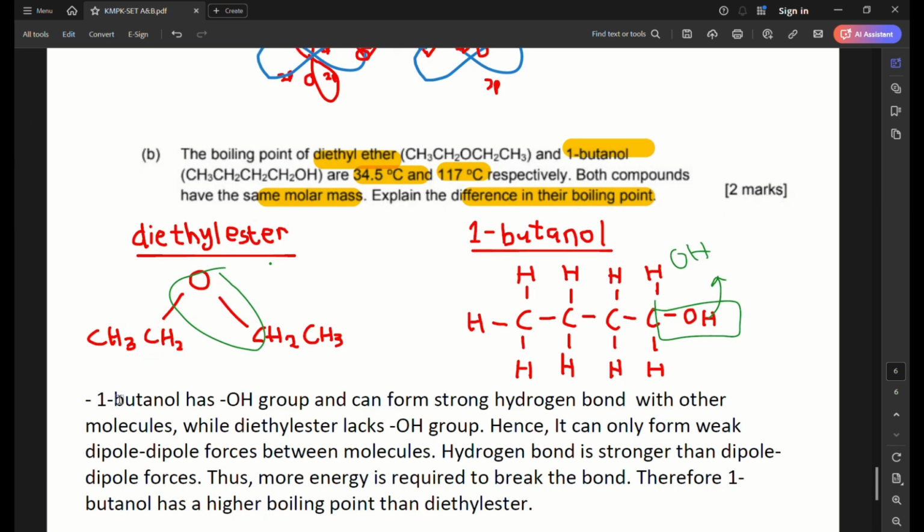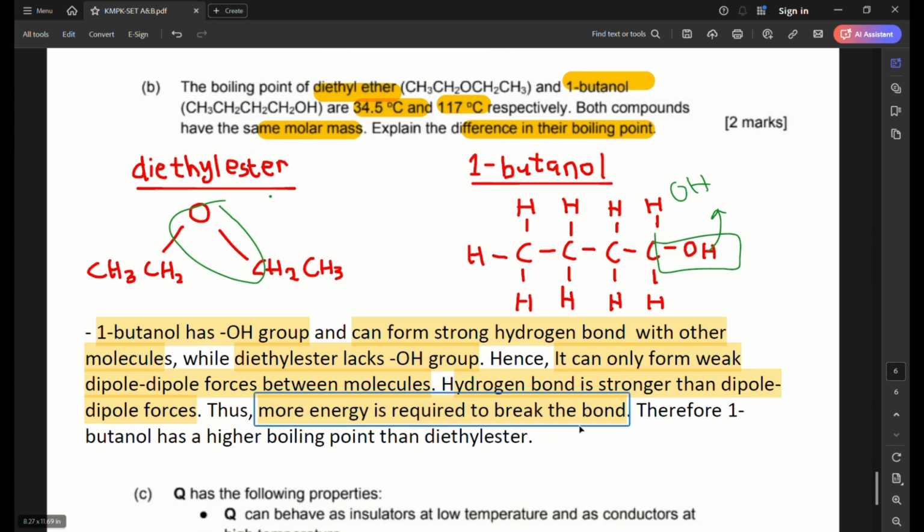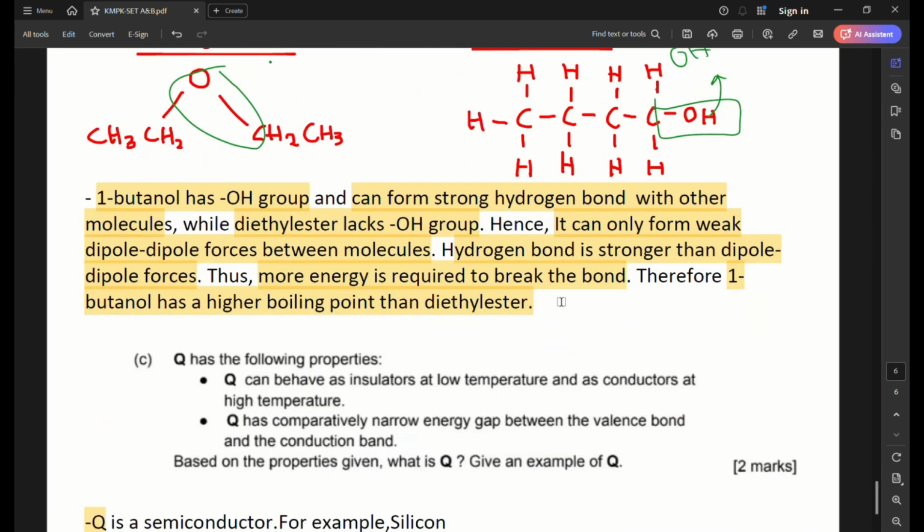So 1-butanol has OH groups and can form strong hydrogen bonds with other molecules, while the latter lacks an OH group. Hence, it can only form dipole forces between molecules. Hydrogen bond is stronger than dipole forces. Thus, more energy is required to break the bond. Therefore, 1-butanol has a higher boiling point than diethyl ether.